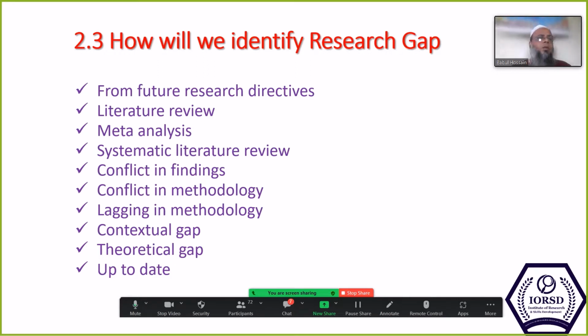Then what is theoretical gap? Suppose nobody has used this theory, so you are assuming that this theory is very suitable for this study, so you can use it, and it has not been used by somebody else. And up to date: suppose the study was done 20, 30, 40, 50 years back. A lot of changes come over time. So we need an updated study so that we get the updated result, the contemporary situation that we need to know. So that's why it must be updated. Up to date is also a gap. The study was done 30 years, 40 years back, so what is the updated result? That is also a gap. So these are the gaps, where you get the research gaps.